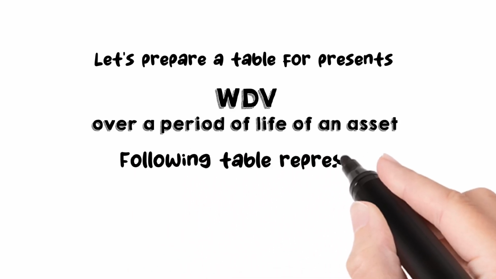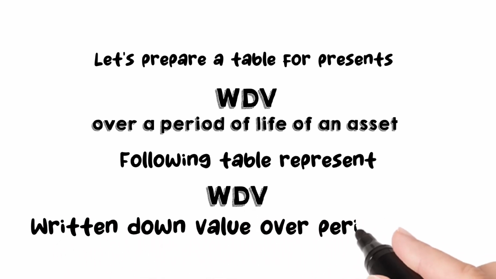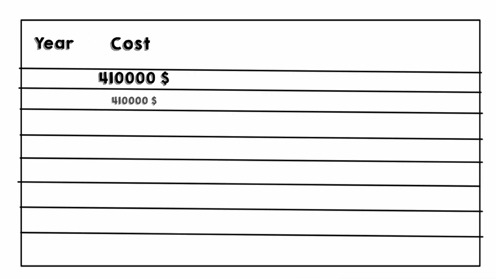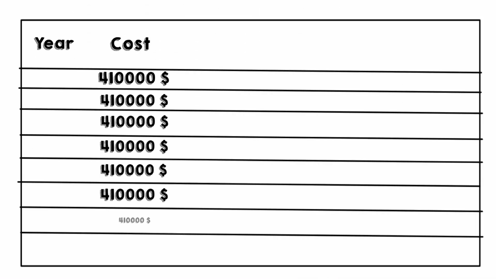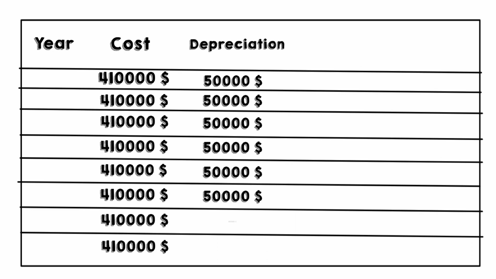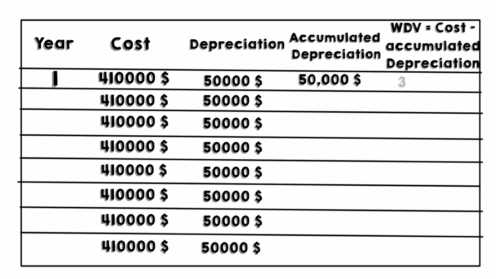The following table represents the WDV, written down value, over the life of the asset, which is 8 years. The amount in the column of cost and depreciation remains as it is for 8 years. The accumulated depreciation for the first year is $50,000, WDV $360,000. Second year, $100,000, $310,000.